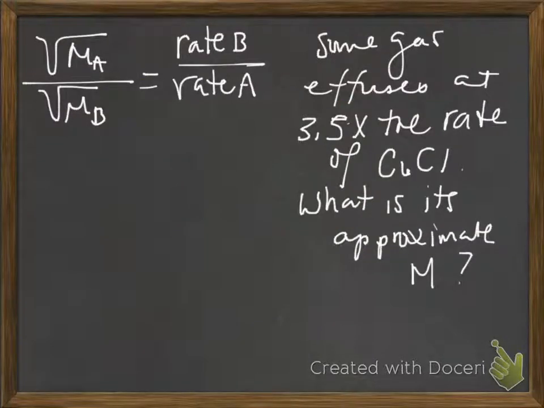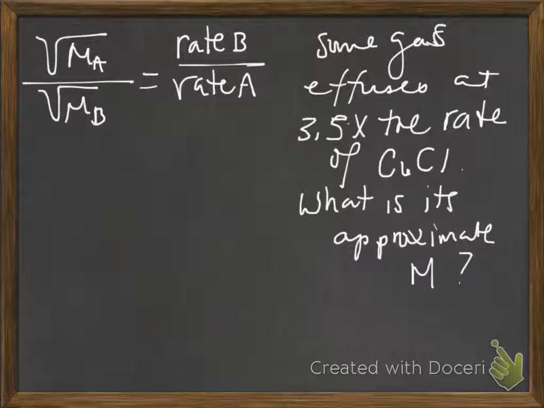Another problem that you can have is where you've got one known gas and you're told that there's another gas that effuses at some multiplier of its rate. What's its approximate molar mass? So here we're told that there is some gas that effuses at 3.5 times the rate of C6Cl. That's chlorobenzene. It's 6 carbons and a chlorine atom. What is its approximate molar mass?